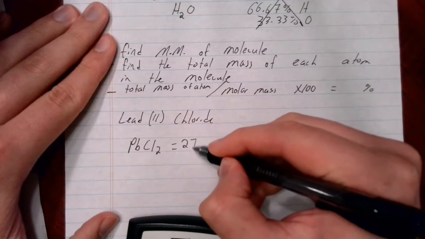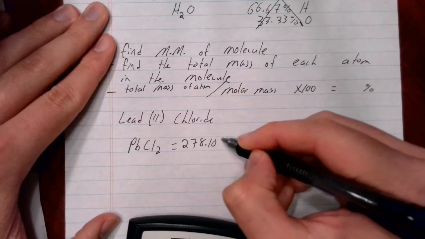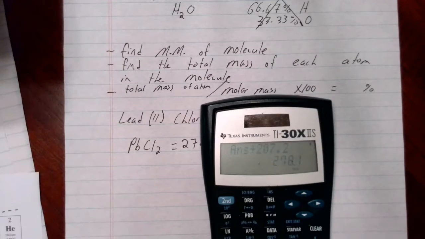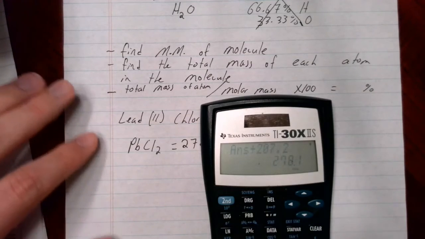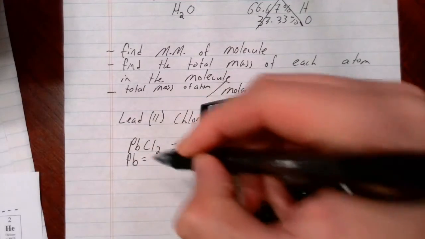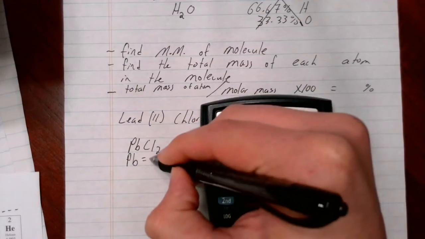So 278.10 grams per mole. So now I need to figure out what the total mass for each of the constituent atoms is. So the mass of lead here, there's only 1 lead, so it's just the mass from the periodic table, 207.2.